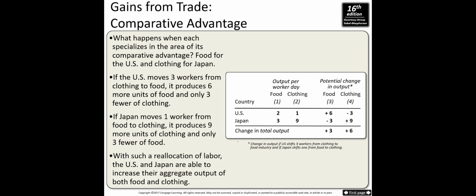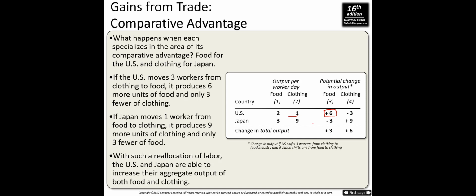If the US moves 3 workers from clothing to food, each worker produces 2 units of food, therefore it's going to be an additional 6 units. 3 times 2 is 6 units more food. And because the clothing industry is going to lose 3 workers, there is going to be 3 less clothing. Each worker produces 1 cloth, so 3 of them is 3 clothes.